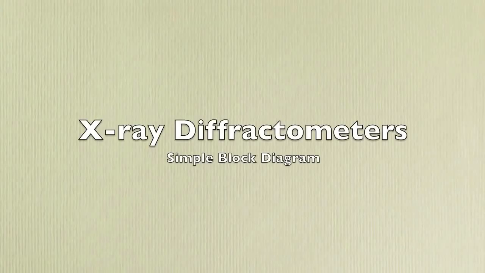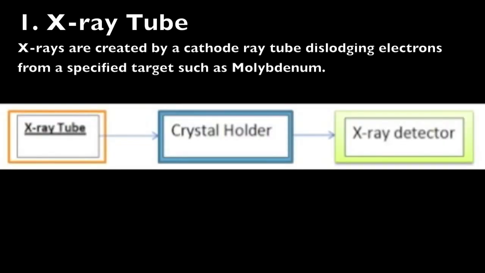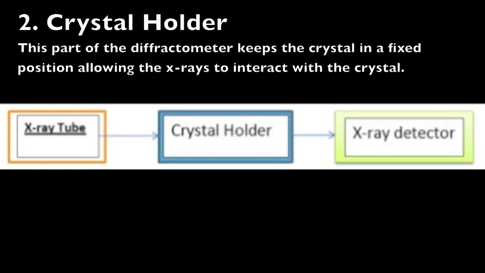What is X-ray diffraction? We will first answer this question by looking at X-ray diffractometers. A simple block diagram will be used to describe the instrumentation of analysis. The first part of an X-ray diffractometer is the X-ray tube. This is where the X-rays are created in a cathode ray tube. By heating a filament, the cathode ray will dislodge an electron, which will attack a target such as molybdenum. The strong attack of electrons will produce X-rays that are then collimated and headed towards the crystal holder.